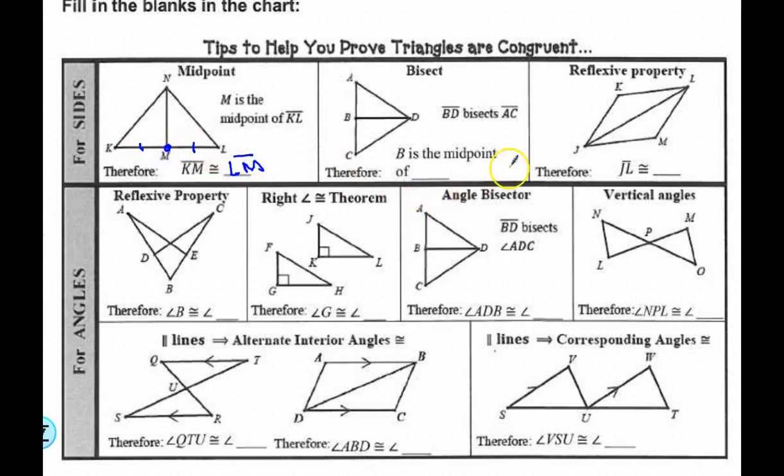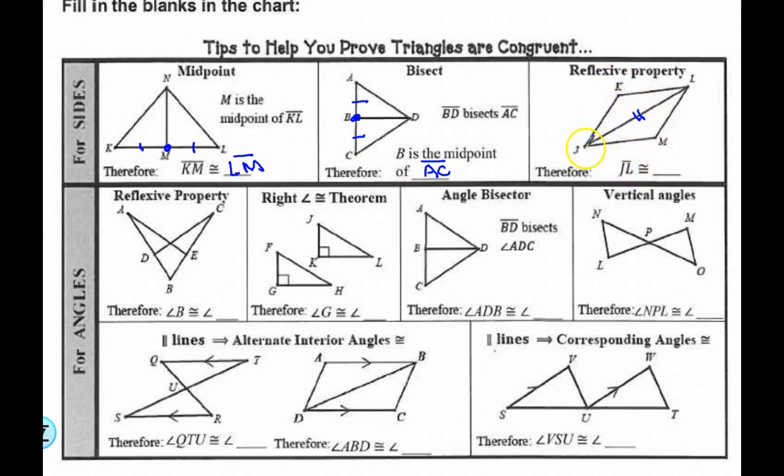If you're given segment BD bisects segment AC, that means segment AC is getting cut in half, which means B is the midpoint of segment AC, using the definition of a segment bisector. Now that you know it's a midpoint, you can use the definition of a midpoint to get the congruent sides, as well as the reflexive property we just saw in those proofs.